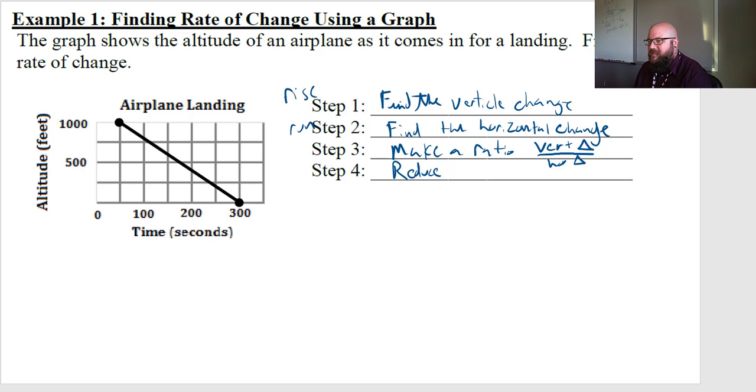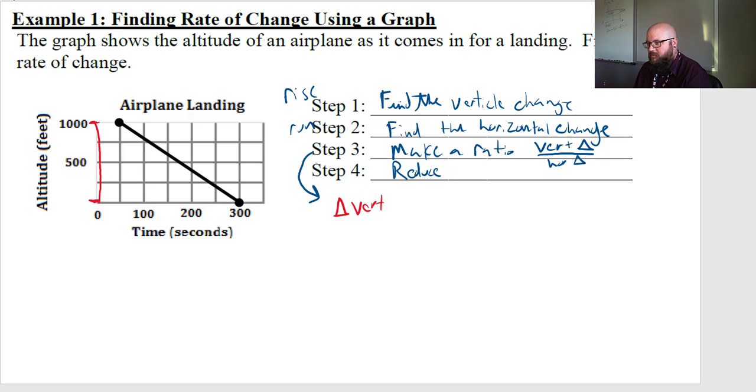So let's do step three here, okay? Let's make the ratio. Let's find the vertical change. So starting up here at the top, we're going from 1,000 all the way down to 0. So we're going from 1,000 to 0. So we're going to drop how far? Our vertical change, right?